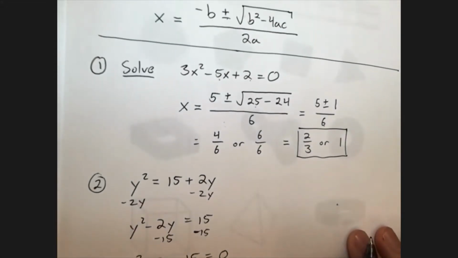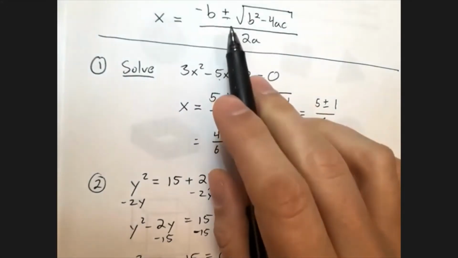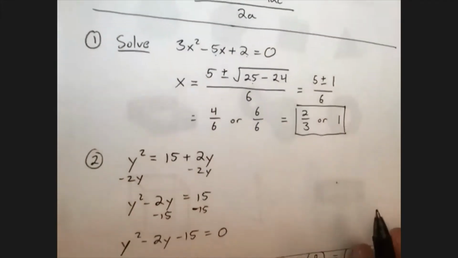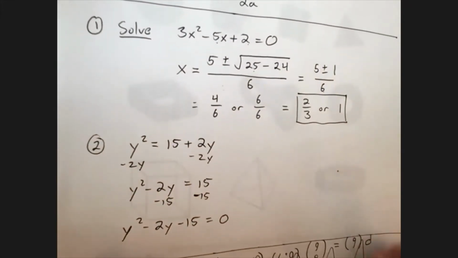Okay, there it is. We need to know what a, b, and c are, and then we just plug those in here. Well, let's look at this. A is the coefficient in front of the variable that's squared. So a is 1. B is the coefficient in front of the variable. So that's -2. And c is the last value that you have that's being added without a variable. So c is -15. So a is 1, b is -2, c is -15.